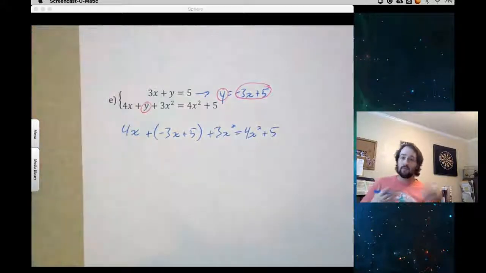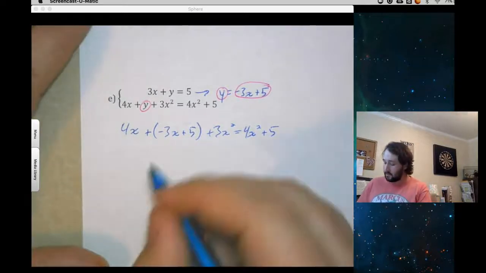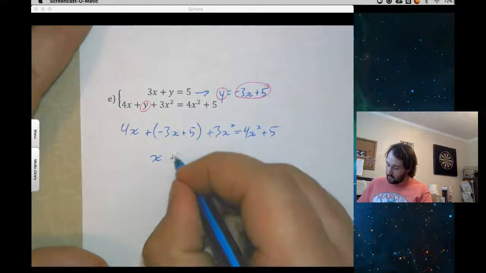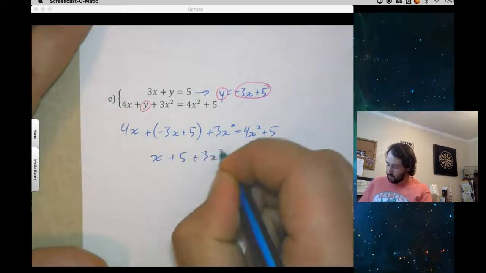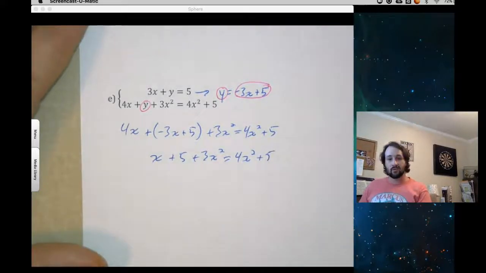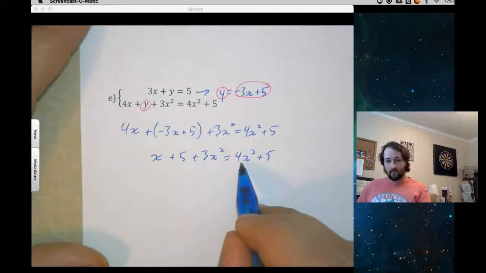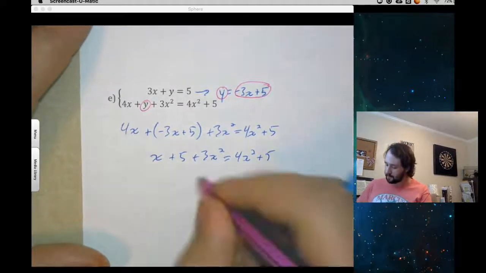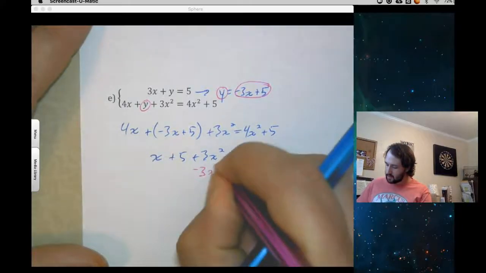Then it's just a matter, again, everything's in terms of x, so solve for x. It's the same thing we've been doing all day. So I have 4x minus 3x is x, plus 5, plus 3x squared equals 4x squared plus 5. Now I'm going to think about my x squareds. I like to have them positive so that it's easier to factor. If I subtract 4x squared to the other side, that will create negative x squared. So let's do it the opposite way. Let's move over that 3x squared.